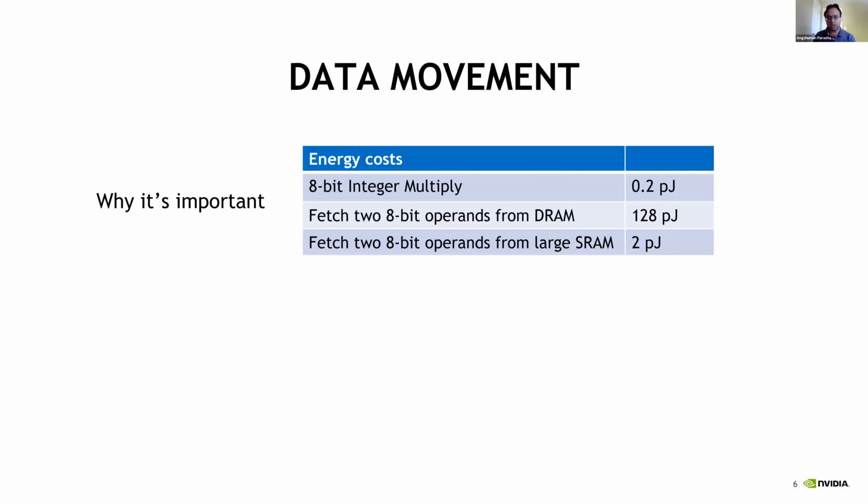So why is data movement important? Well, it's because there's a huge difference in the amount of energy that it takes to perform a computation, such as an 8-bit integer multiply in this example, and the energy required to fetch the operands for that computation from some storage element, such as DRAM or even a large SRAM. You can see that even for a large SRAM, there's an order of magnitude difference in the amount of energy it takes to fetch the operands. And so if you're fetching every operand from a large storage device, then you're going to be consuming an insane amount of energy just fetching operands and putting results back in.